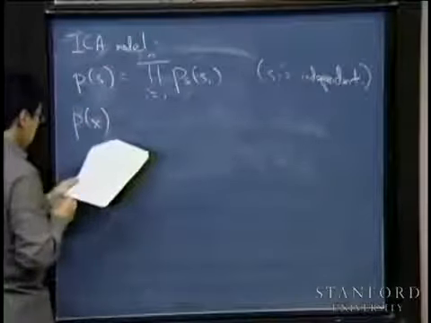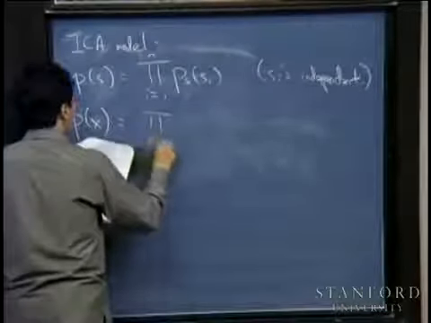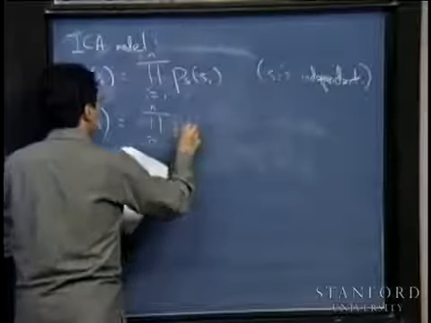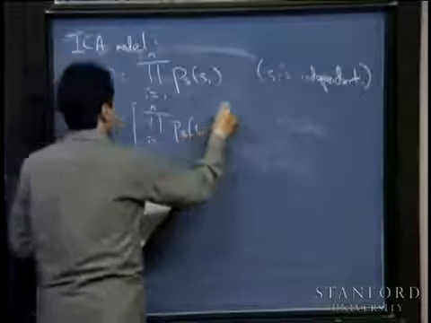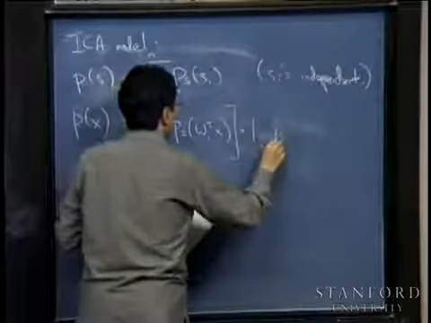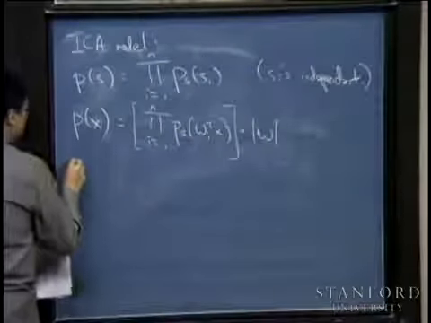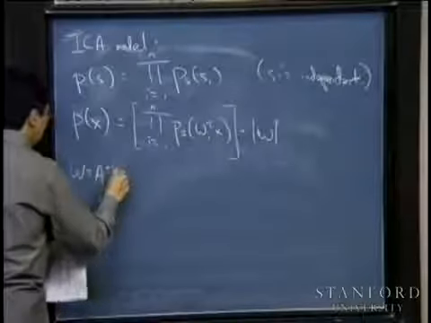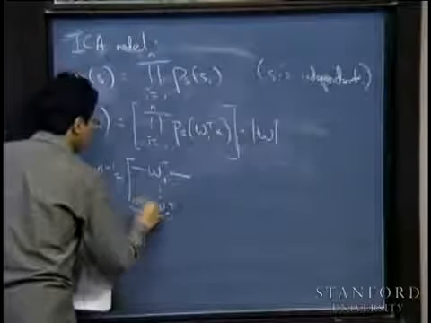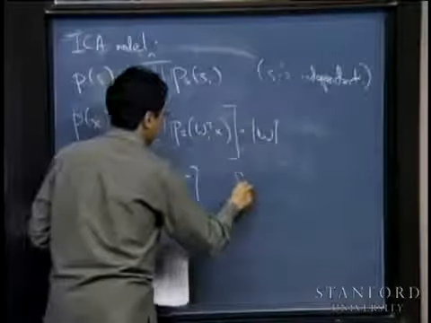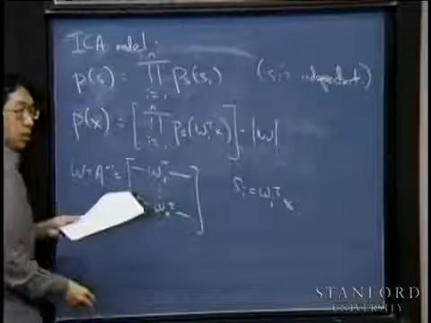So by the formula we just worked out, the density for X will be equal to that, where just to remind you, W was A inverse. It was this matrix I defined previously, so that S_i equals w_i transpose x. So that's what's in there.